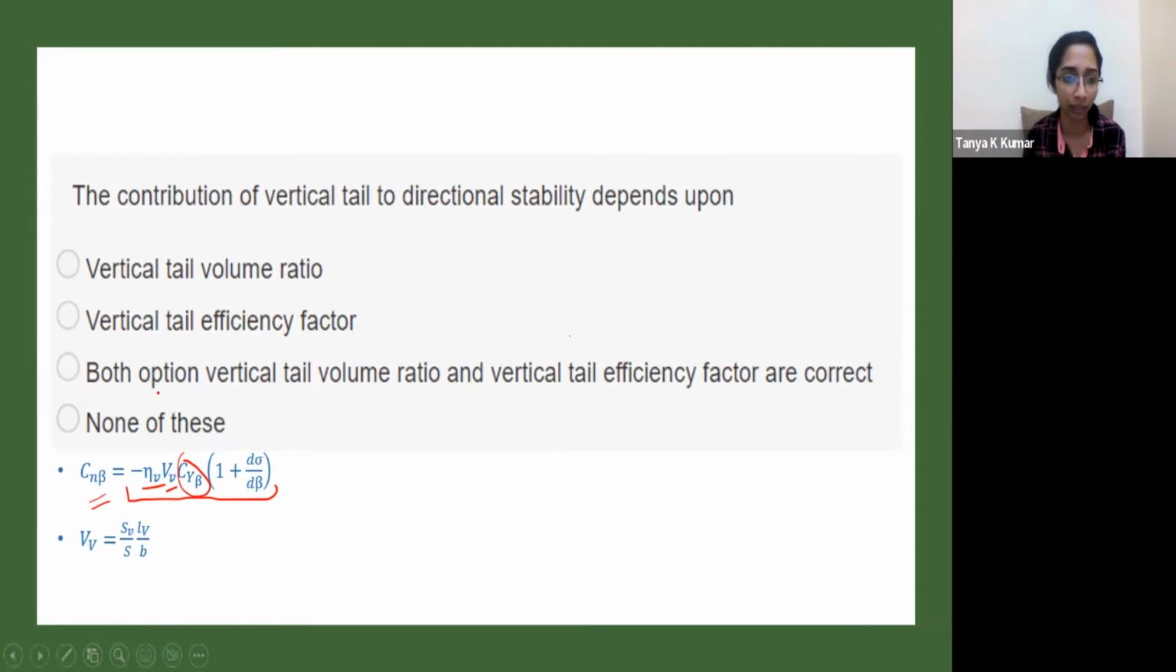Okay, so these are the terms that contribute towards directional stability. From the options that are given, you have vertical tail volume ratio, that is VV, and vertical tail efficiency factor. Both of these contribute, so this is the right option. Okay.